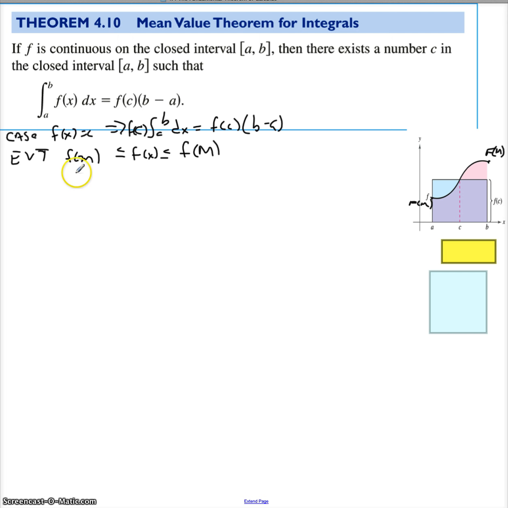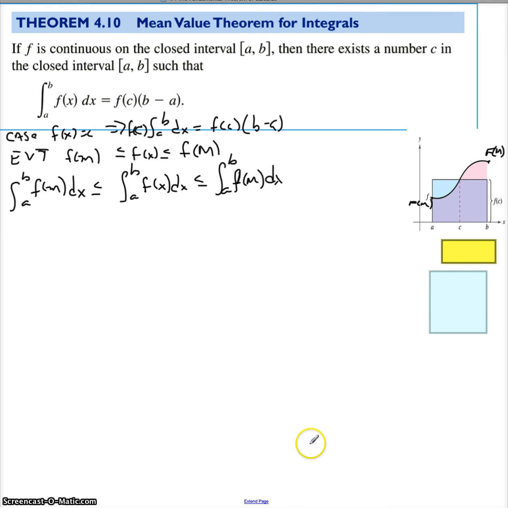So you remember that we can apply the inequality theorem here, and we can get the integral from a to b of f(m) dx. Therefore, it's got to be less than or equal to the integral from a to b of f(x) dx. And of course, this is bounded on the other side by f(M) dx. Now, let's look at what these functions look like.